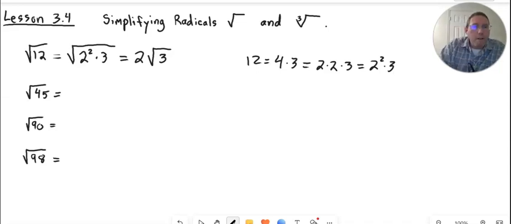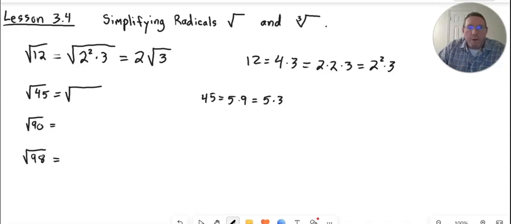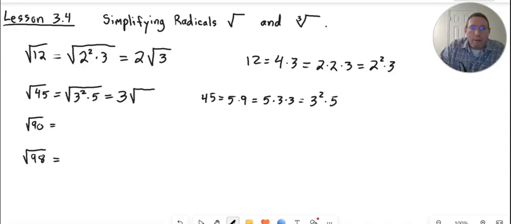The square root of 45, we need the prime factorization of 45. Well, we know that 45 is equal to 5 times 9, and we know that 9 is 3 times 3. So this is 5 times 3 times 3. And so that's the same thing as 3 squared times 5. And so 45 is the same thing as 3 squared times 5. And now we can take the square root of 3 squared, which is 3. The 5 cannot come out of the radical because it's not squared. So we just leave the 5 under the radical.